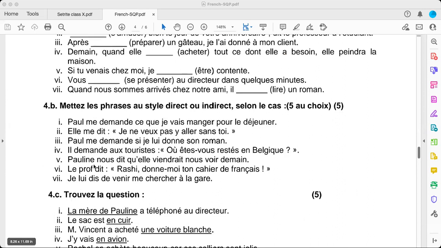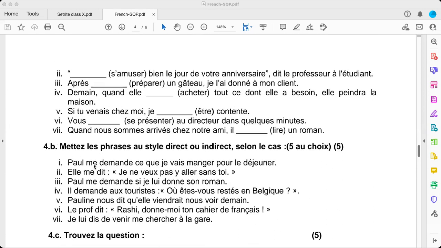Okay, dash, s'amuser bien le jour de votre anniversaire, dit le professeur à l'étudiant. S'amuser. You can see there is no exclamation mark, but there is no subject too. So you will use imperative. The professor said to the student, one student. So you will conjugate in two forms. So it would be amuse hyphen toi because s'amuser means it's a pronominal verb.